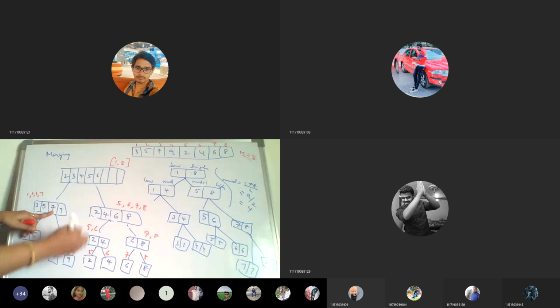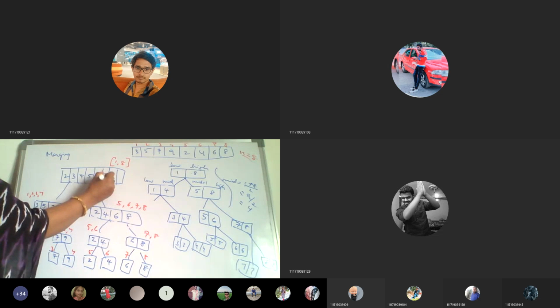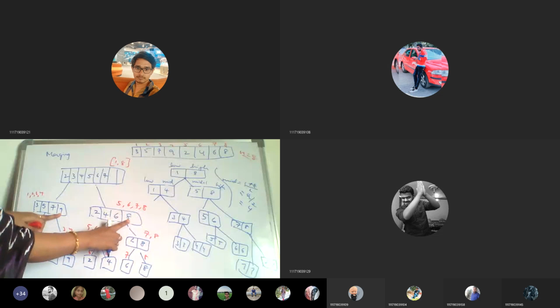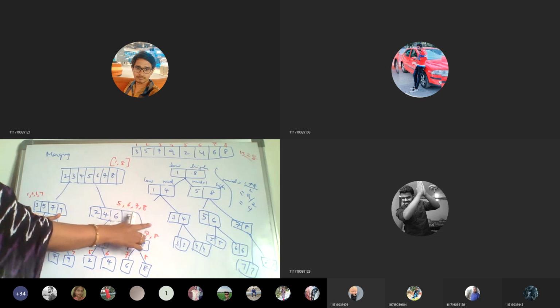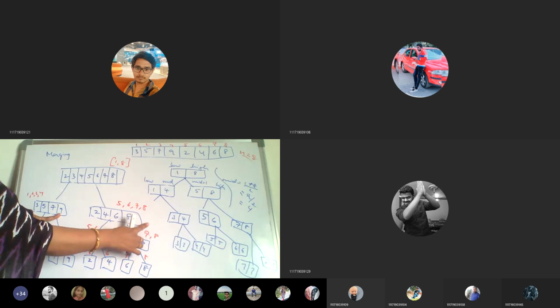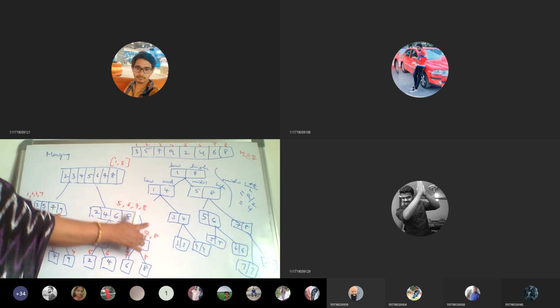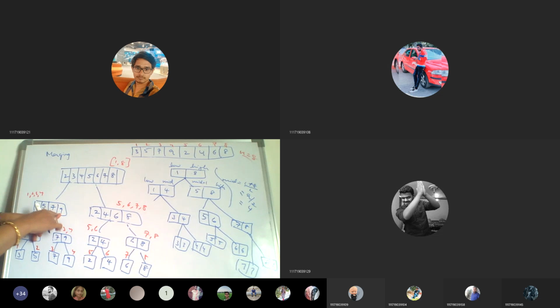So 6 is copied. This pointer will be incremented. 7 and 8. 7 will be copied, and this pointer will be incremented. 9 and 8. 8 is smaller, so this pointer will be incremented, and this will become out of bounds. So in that case, what will we do? Whatever values are in the leftover list will be copied onto the output array.